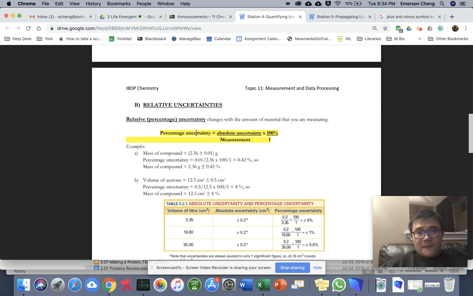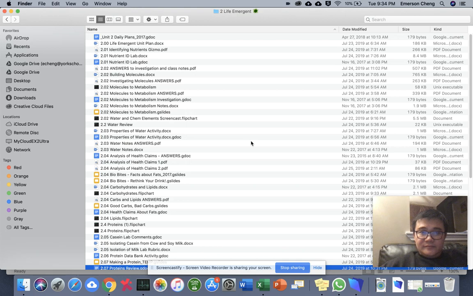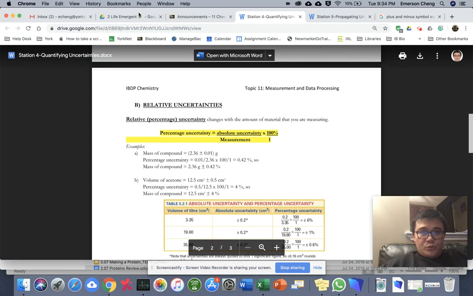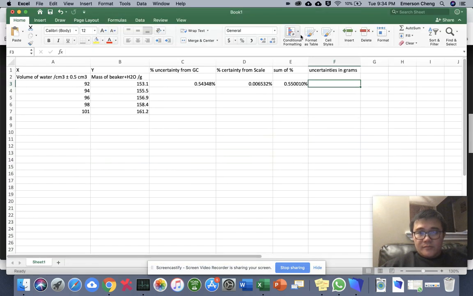Absolute uncertainty divided by measurement gives you this. So to find the absolute uncertainty, what you need to do is percentage times measurement. So measurement times percentage. In this case, this times this. That will be the uncertainty of this measurement, okay? As you can see, we don't need that many decimal places.